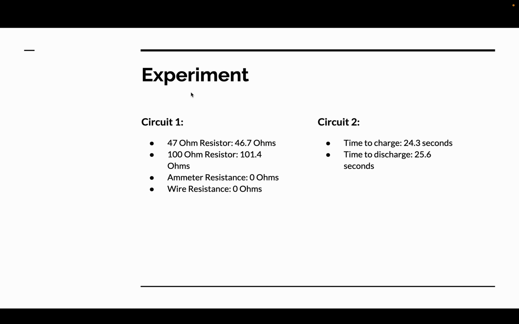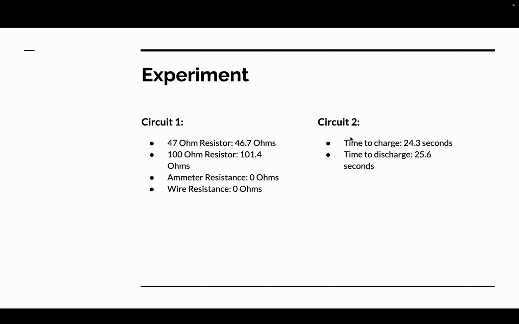Experimentally, in circuit 1, we calculated the resistances of each in real life. The 47 ohm resistor actually contributed about 46.7 ohms of resistance. The 100 ohm resistor was a little bit more at 101.4 ohms, and the ammeter and the wire both contributed about 0 ohms of resistance.